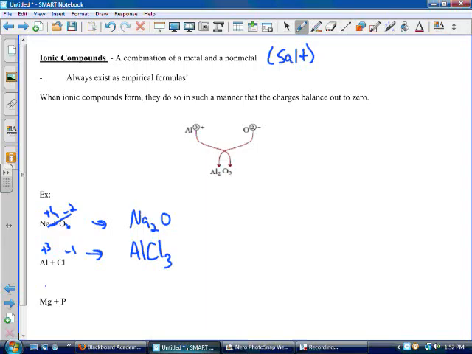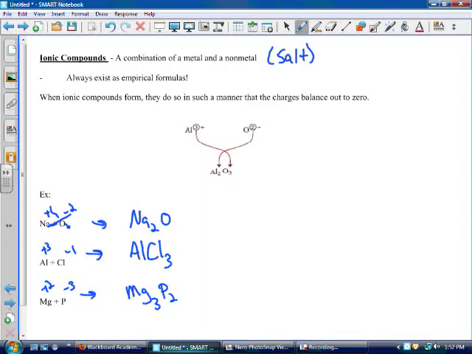In the next example, magnesium is +2, phosphorus is -3. When I combine them to write an ionic formula, I would get Mg3P2. So when we're combining elements, we simply just cross them over.